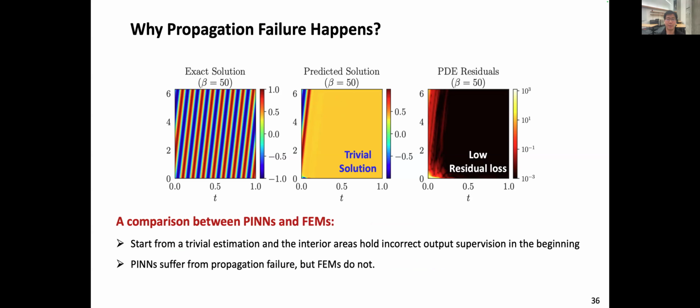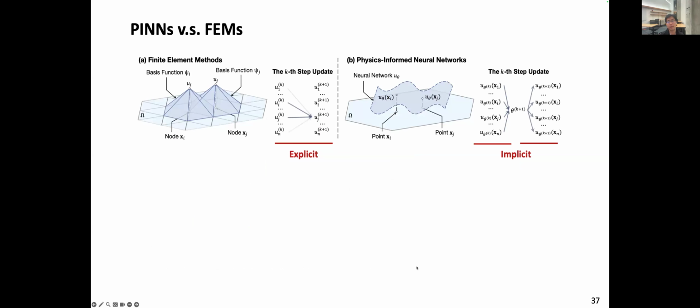However, we notice a counterexample for this explanation. Consider the FEM, finite element methods. These classical numerical methods start from a very trivial estimation. There are internal areas with incorrect output supervision during the beginning stage. And while PINN suffers from the propagation failure in some cases, FEM does not. So why does this happen? If we take a close look at the technical design of these two methods, you can find a difference. Basically, in FEM the correlation is quite explicit because it just uses the shape function to model the correlations. And actually, if you think about PINNs, the correlation is quite implicit. If you consider the effect process like this, we first update the model parameter based on the gradient at position i.